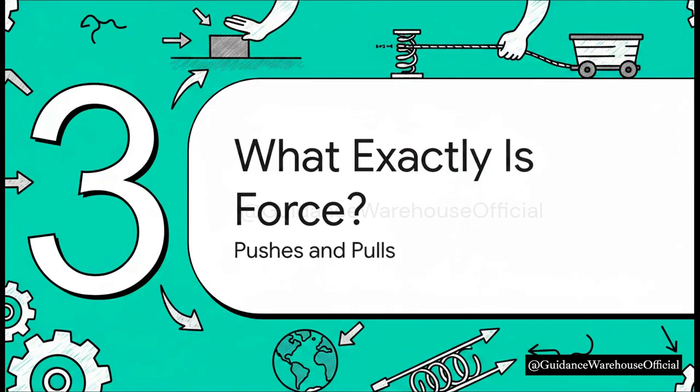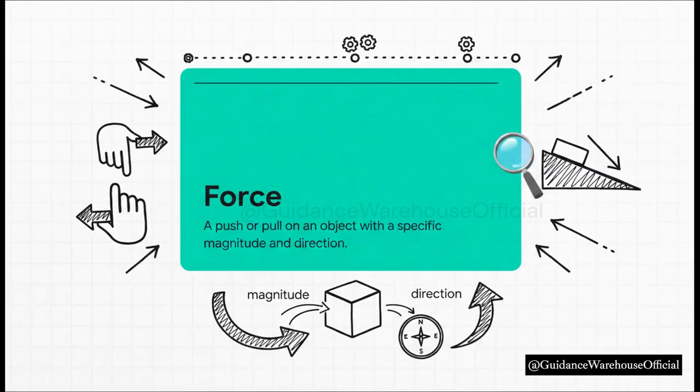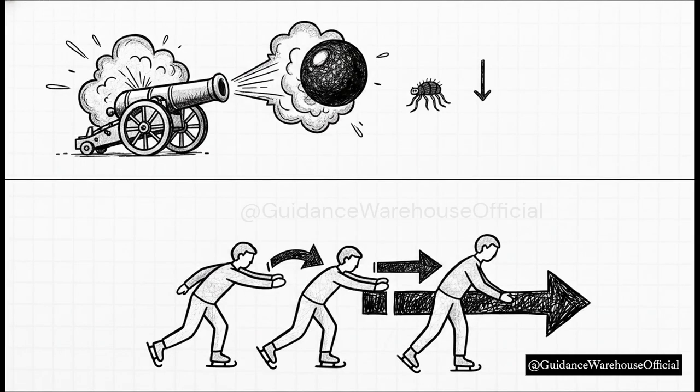So we know dynamics studies forces. Let's make this perfectly clear in section 3. What exactly is force? Pushes, pulls, and vectors. The definition is actually beautifully simple. Our everyday intuitive understanding is the perfect place to start. A force is simply a push or a pull on an object. That's it. But to do physics, we do need to add 2 critical details. A force always has a specific magnitude and a specific direction. Let's break those 2 details down.